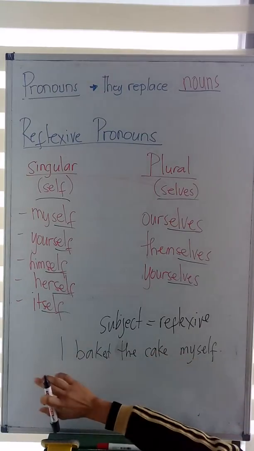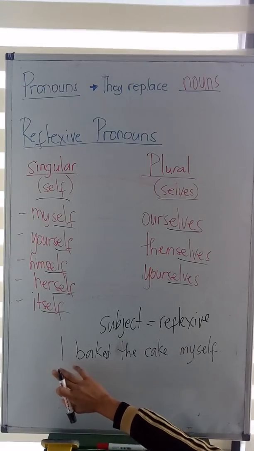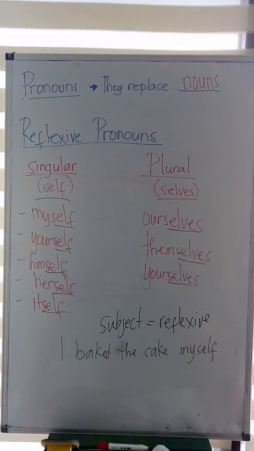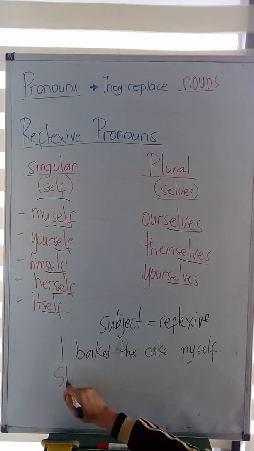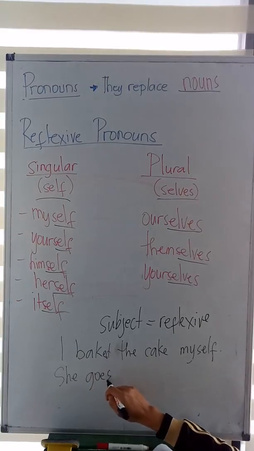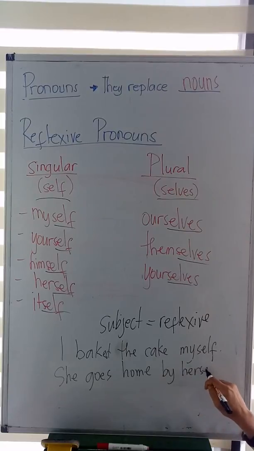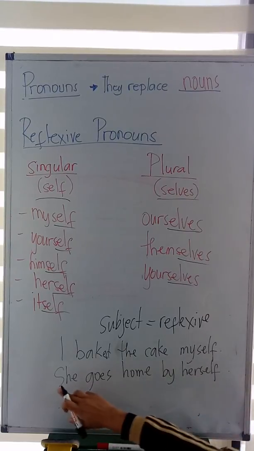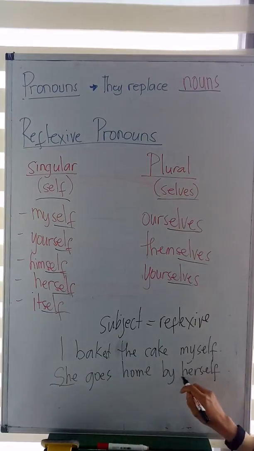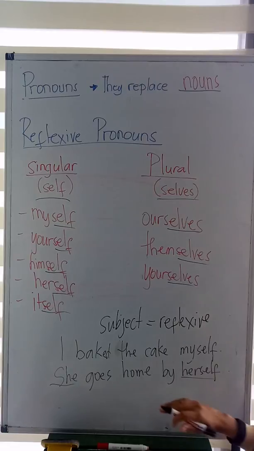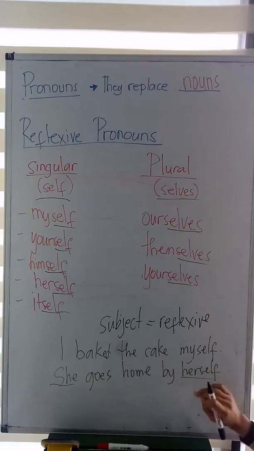No one else helped the person. I bake the cake myself. Another example is, she goes home by herself. She and herself are the same person. So you have to again understand the sentence. You have to know who's the subject and who we are talking about here, so that you'll know which reflexive pronoun we are going to use.